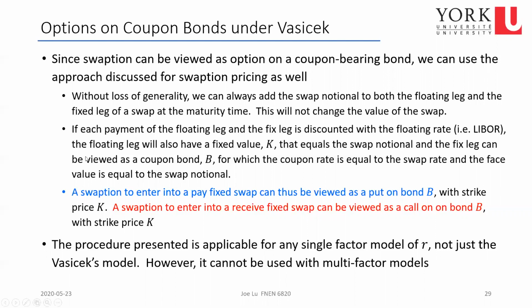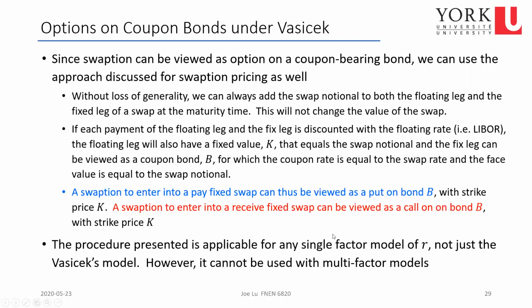So your swaption to enter into a pay fixed swap would now be a put on a coupon bond B. And vice versa, a swaption to enter into a receive fixed swap is a call on a coupon bond B. Again, the strike price is the notional of the swap.